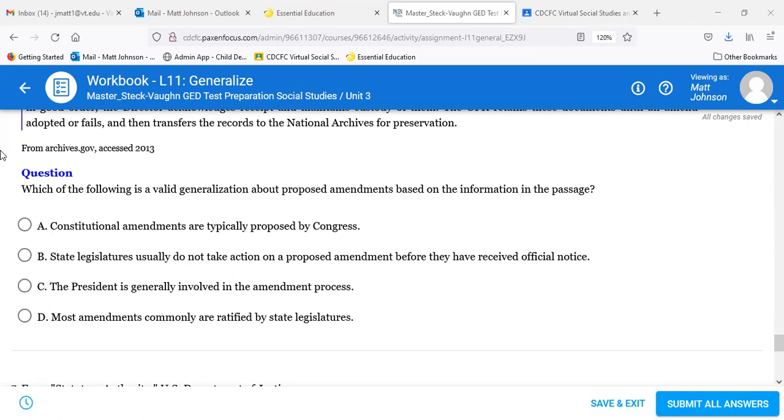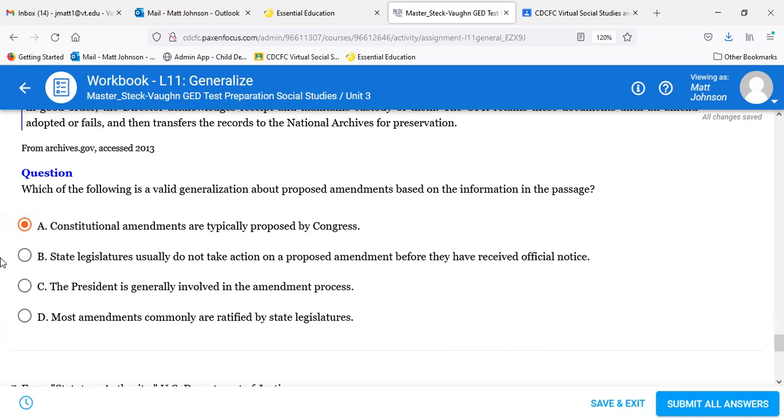Is it A? Yeah, constitutional amendments are typically proposed by Congress. States can propose it through a constitutional convention, but that's a whole process and that hasn't occurred. But states can propose amendments.